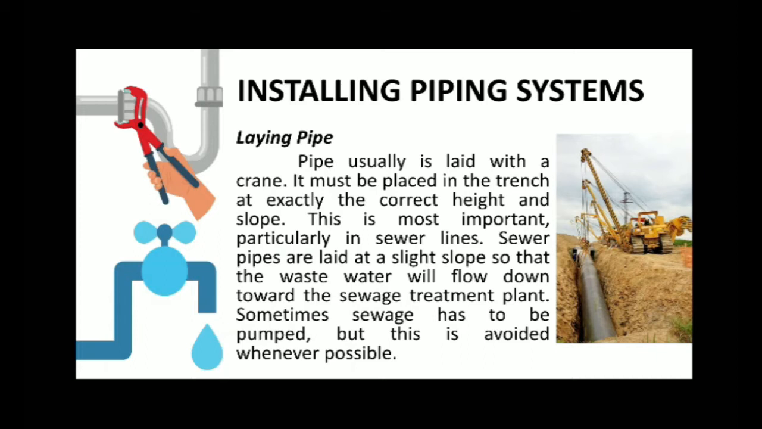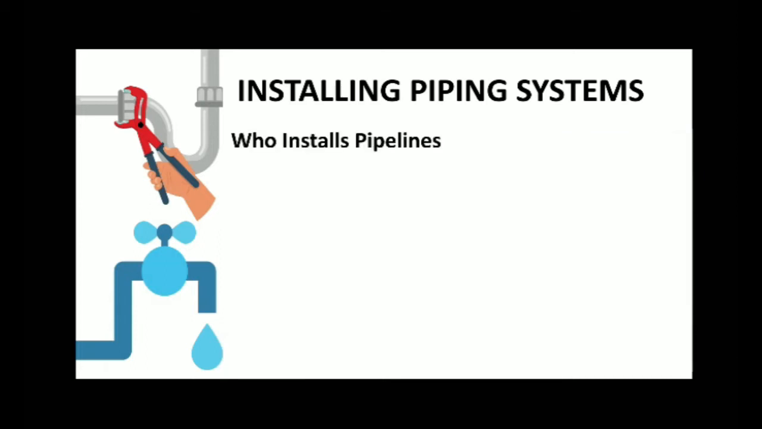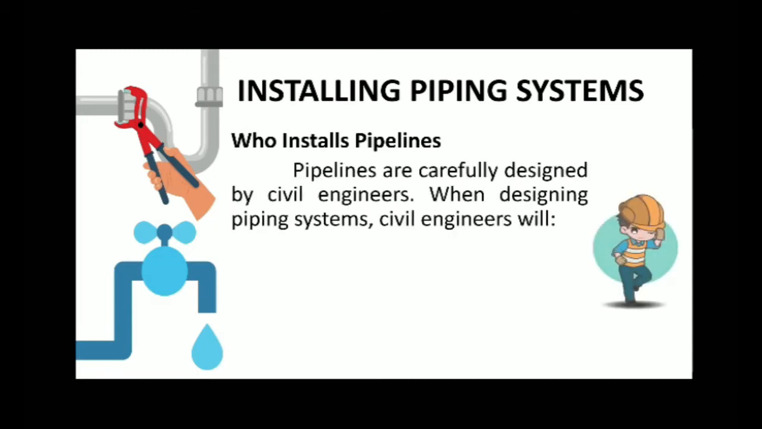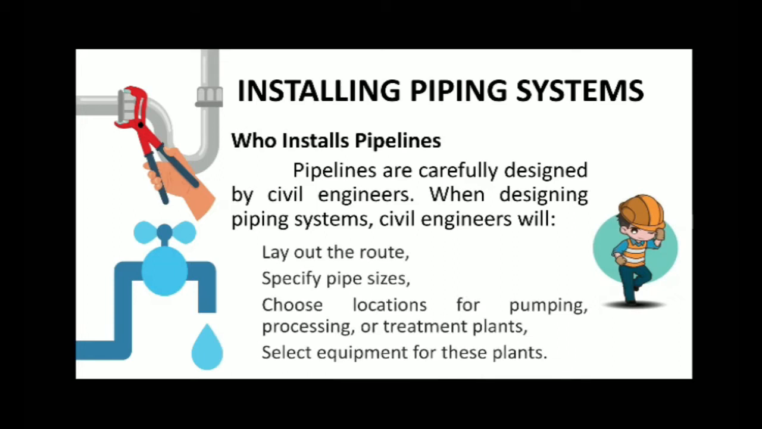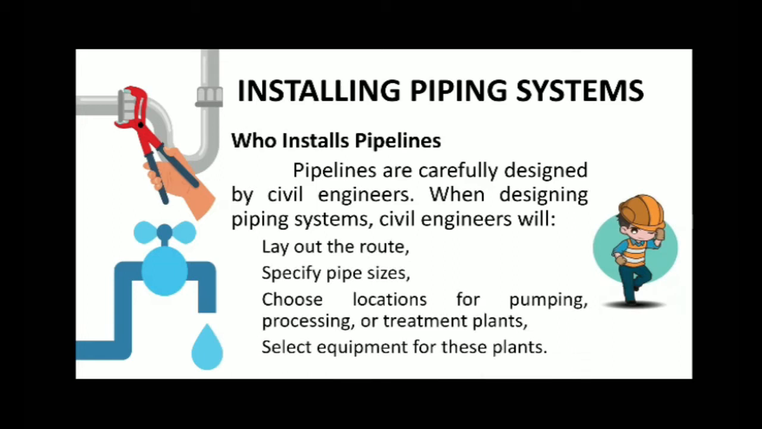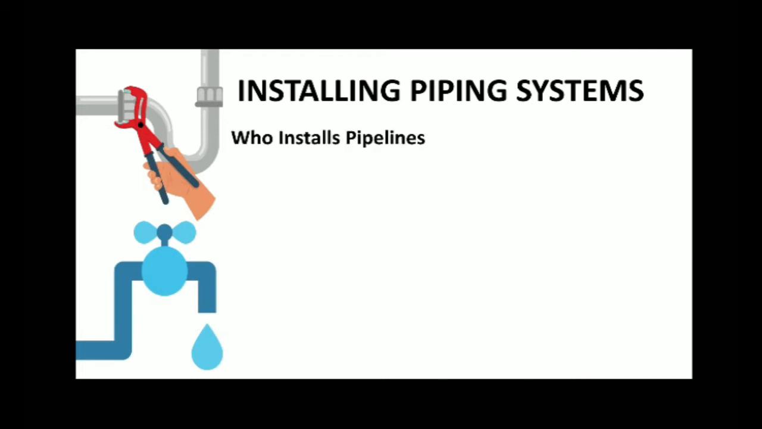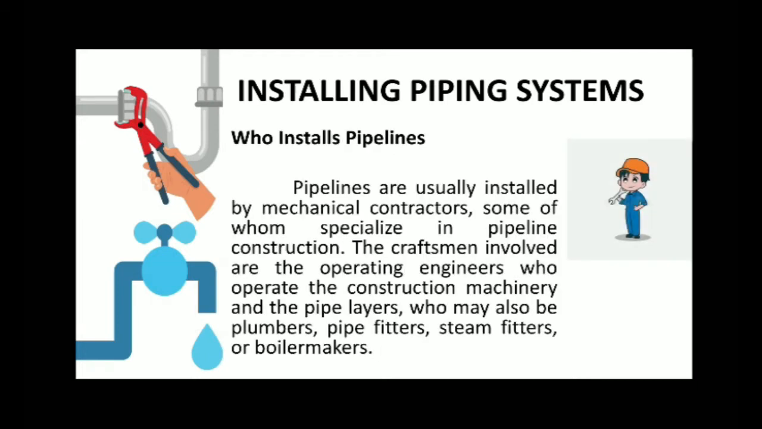So, sino nga ba ang nasa likod ng pagkakabit ng mga pipelines? Una ay ang mga civil engineers who are in charge sa pagdidisenyo ng piping systems. Sila ang nagle-layout ng ruta, nag-i-specify ng sukat ng mga pipes, pumipili ng mga lokasyon ng mga planta, at iba pa. On the other hand, ang mismong nagkakabit ng mga ito ay ang mga mechanical contractors na nag-specialize sa pipeline construction. Sa tulong ng mga craftsmen such as operating engineers, plumbers, pipe fitters, steam fitters, or boiler makers.